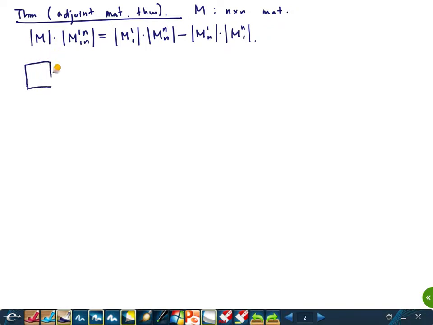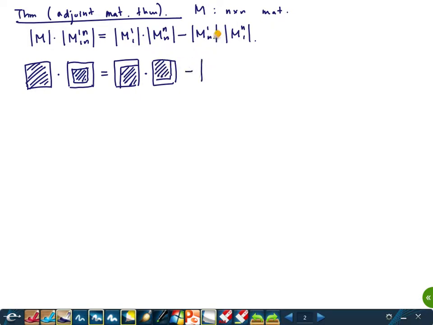So here we have the full matrix, the determinant of the full matrix, times, what is this? You delete the first row, last row, first column, last column, so you have this part here. The determinant of this matrix times the determinant of the matrix at the center is equal to, here you delete the first row, first column, so you have this part, times you have this part, minus you delete first and last, so you are here, times last row and first column, so here. So it looks like this.